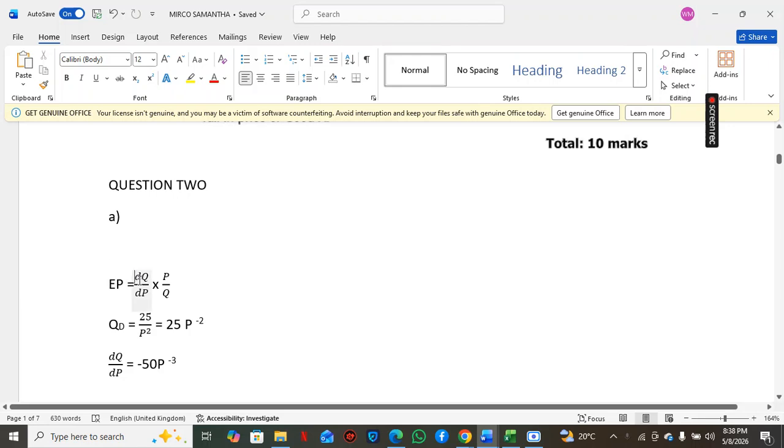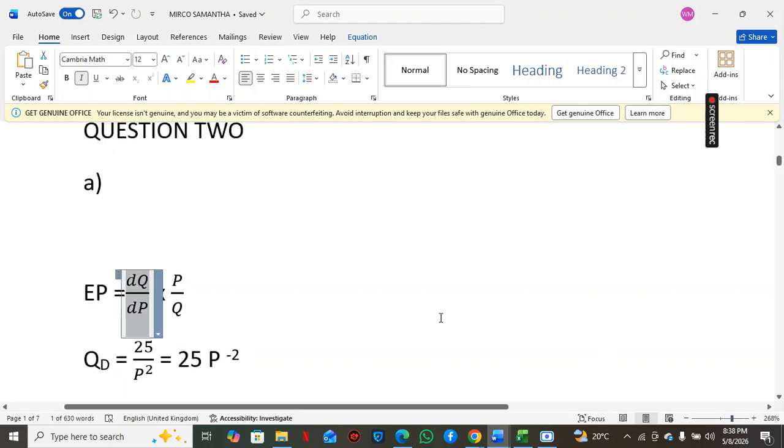You're going to, this dQ/dP just means you're deriving the demand function. Deriving the demand function with respect to P, times the price over the quantity. So whenever they ask you for point elasticity of demand, this is the formula here. So we have to derive this function first. This function which we're given here, 25 over P squared. We have to derive it.